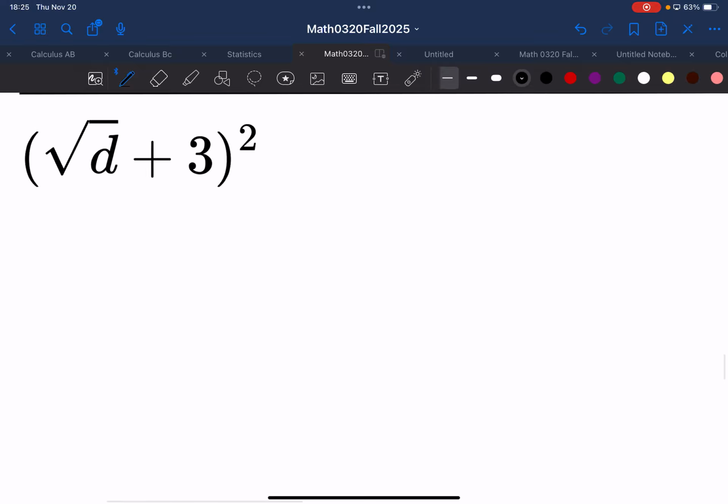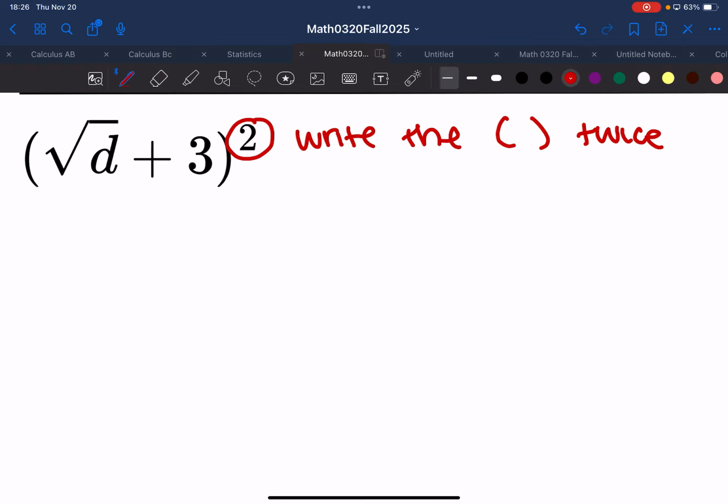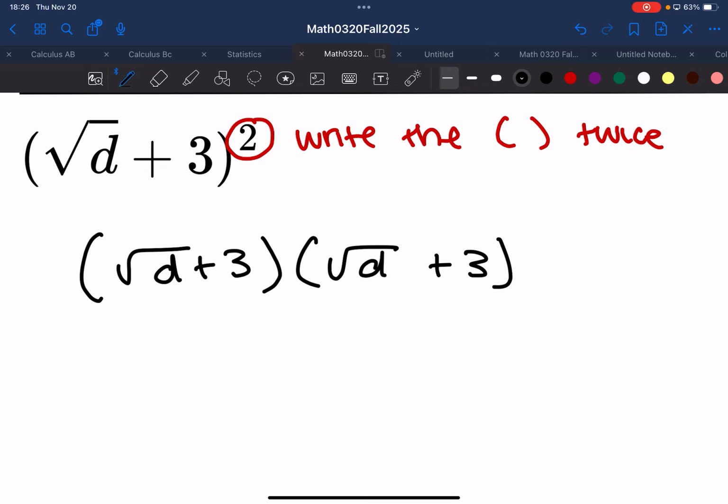So for this example here, this special case is that instead of writing 2 parentheses, they squared it. So all you need to know here is that this tells us to write the parentheses twice. What if it was a 3? 3 times, you would write it 3 times. So here we're just writing the square root of d plus 3 2 times. And then once we see it written twice, we know we're going to have to FOIL. Multiply the double distribution. So first I'm multiplying the square root of d, and then I'm multiplying 3.